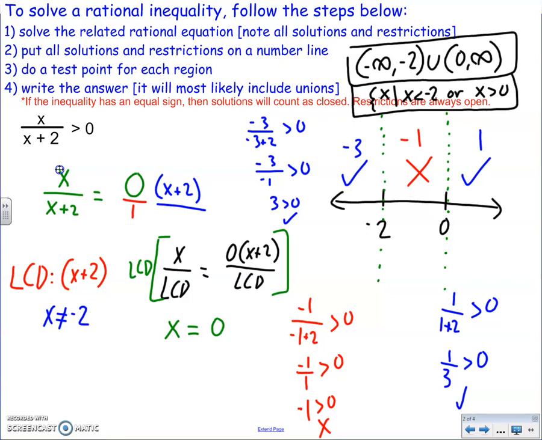Alright, now usually when I do a test point, I pick something extreme. For example, I would have picked on the right of 0, I probably would have picked 1,000 or 1,000,000. If you do that, the top of the fraction is positive, 1,000,000, the bottom is 1,000,002, but that's really just 1,000,000. But it's positive over positive is positive, and a positive number is always greater than 0, so you can do a sign check.